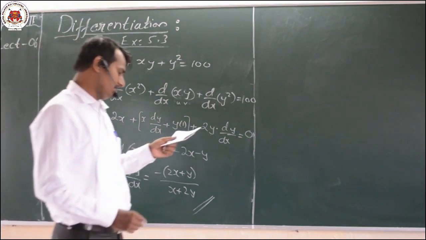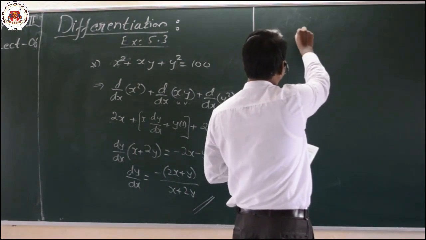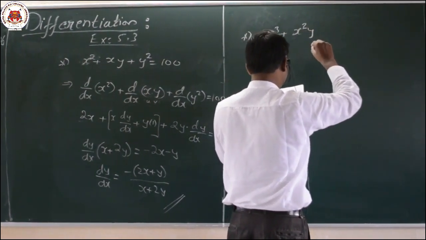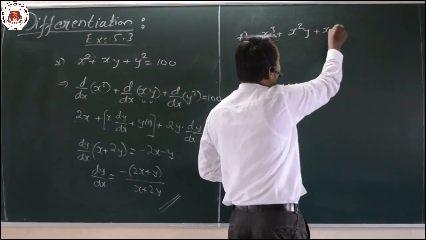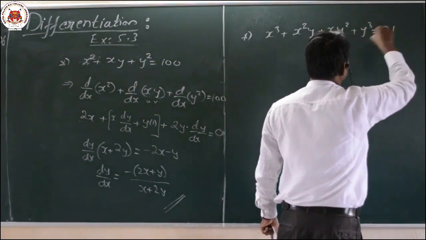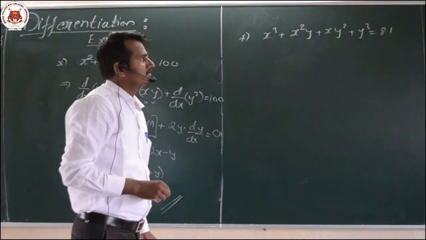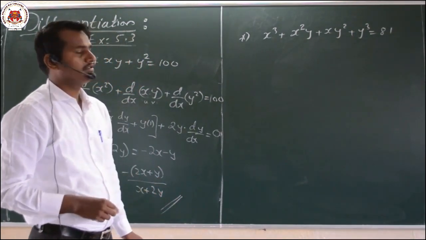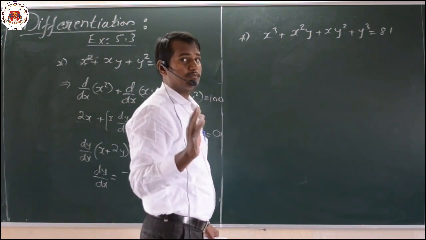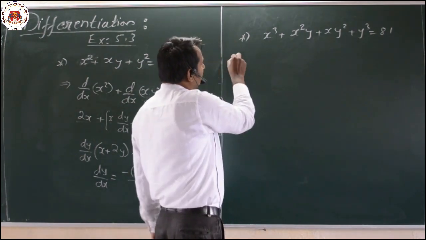Okay, now let us move on with the last problem related to it, that is x cube plus x square y plus x into y square plus y cube is equal to 81. Now it is a very simple problem. So here each and everything you have to differentiate by using the product rule, or Leibniz rule. How do we require to solve here?